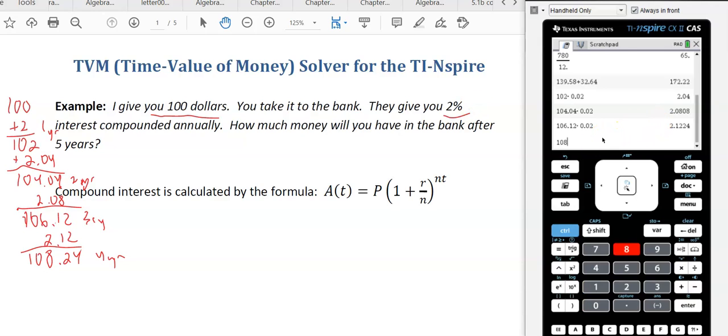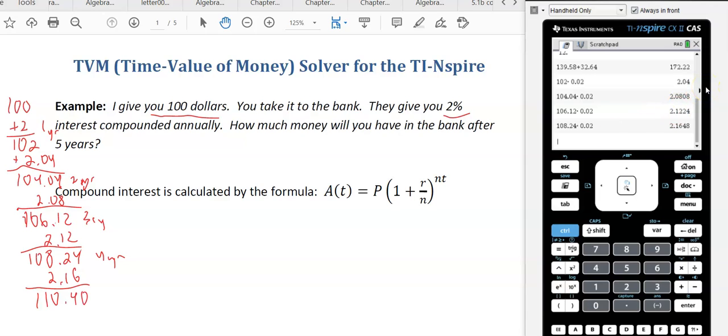So 108.24 times 0.02. That last year we get $2.16 approximately, rounded off. So we get 110.40. So that's how much money we have after 5 years.